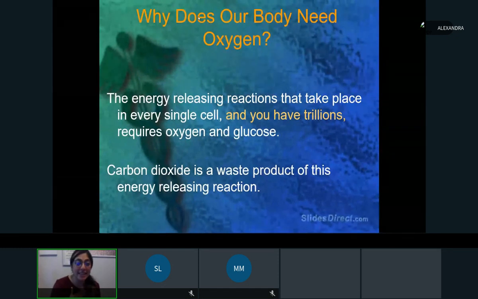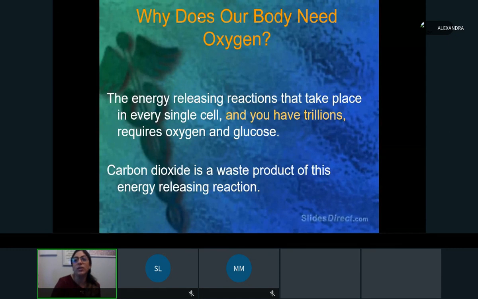So we need to eat, right? We need to consume. Those are called heterotrophs. We need to consume our glucose. We need to eat our glucose in order to get energy. If you've not eaten for a while and you start to feel really faint, that's because our body doesn't have the fuel. And if we don't have the fuel, we can't break it down to create that ATP.